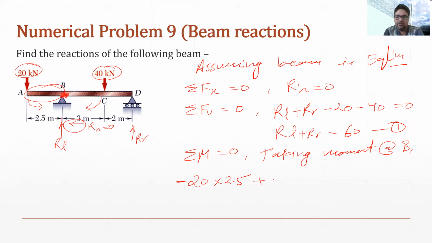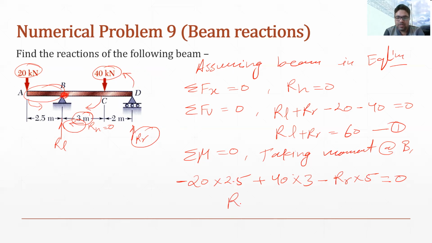So we will take 40 kilonewton multiplied by 3, which is the perpendicular distance between the force 40 and the point B. Then we will take the moment of RR. You can see the distance between RR and point B is 5 meter, which is the perpendicular distance, and it will be rotating like this, which is anti-clockwise. So I'm writing here RR multiplied by 5. Now we have considered the moment of all the forces, so now we will equate this with 0.